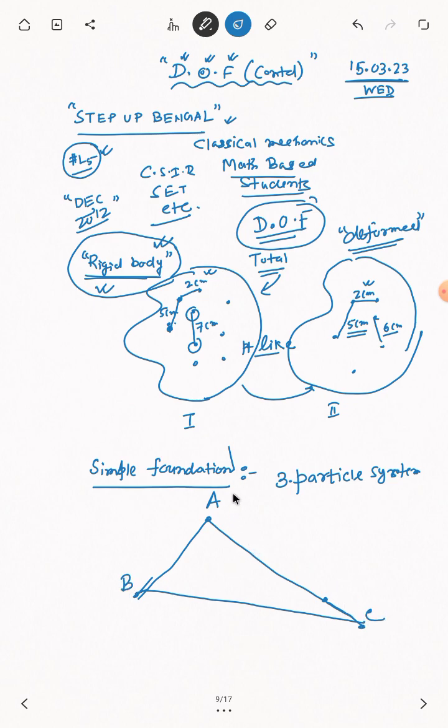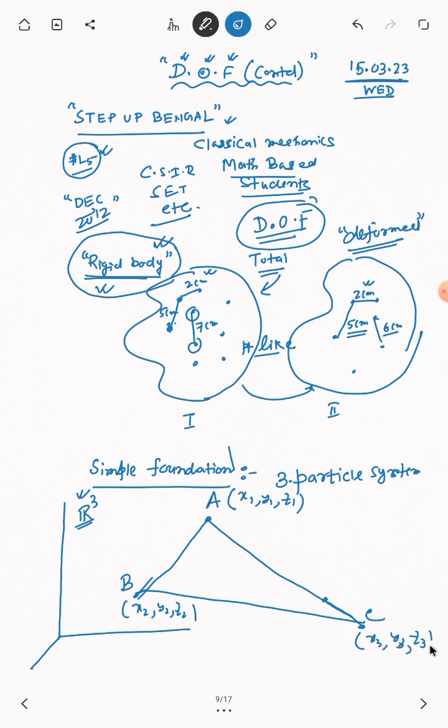Clear? So the coordinates and everything are happening in three-dimensional space, which in real analysis is called R3, Euclidean space, three-dimensional. So what is the coordinate of A? Say x1, y1, z1. Similarly for B, x2, y2, z2. And for C, x3, y3, z3. Now the question comes, in three-dimensional space R3, if three particles are there, we know if they are free, then their degree of freedom will follow the 3n formula.